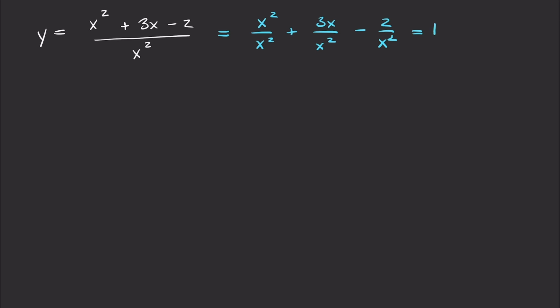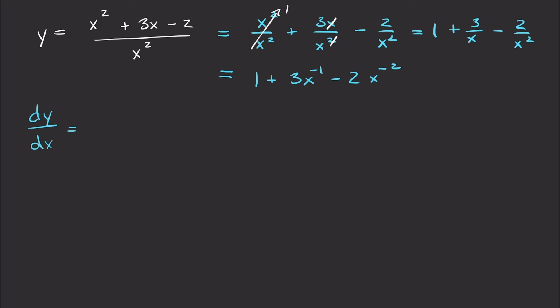x squared over x squared is just 1. Our x's are going to cancel. So this just goes to 1. One of our x's will cancel in our second term, leaving 3 over x. And then minus 2 over x squared. And so this, we can rewrite again, moving our x's up. So 1 plus 3 times x to the minus 1 minus 2 times x to the minus 2. And we're going to go ahead and take the first and second derivative of this function.